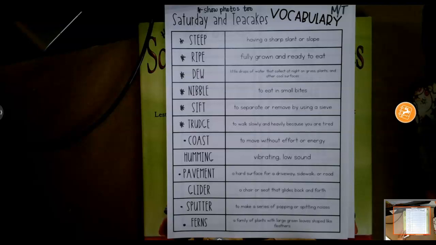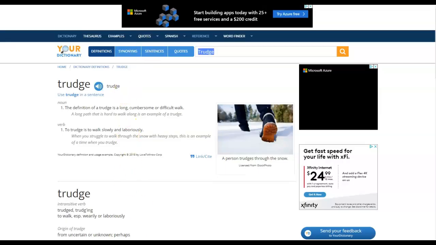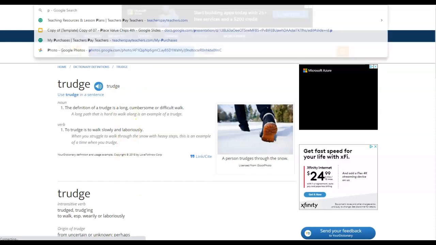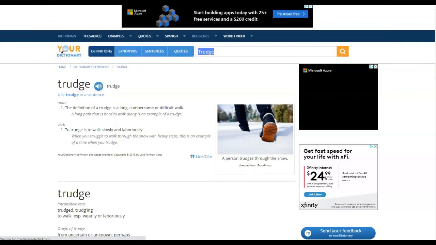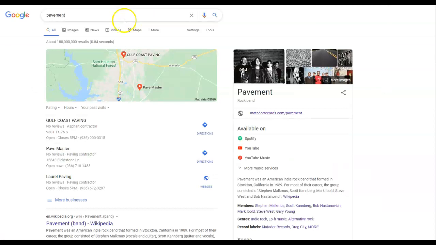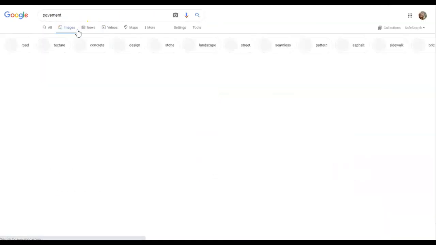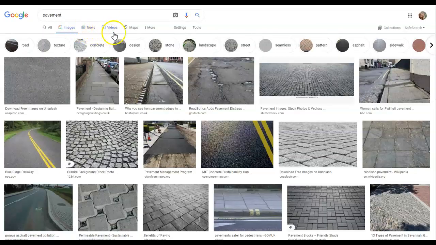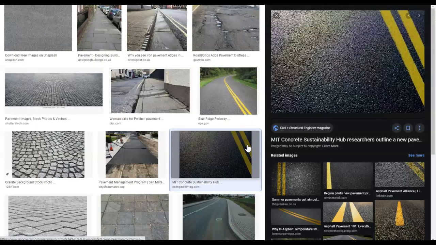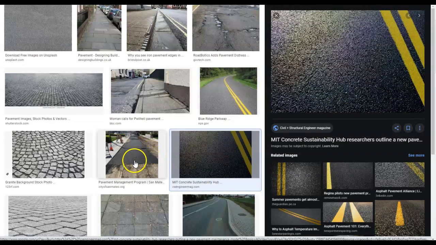So let's see if we can find an image of pavement. Okay, so pavement looks basically like a road or anything that looks like concrete, like a sidewalk or driveway.